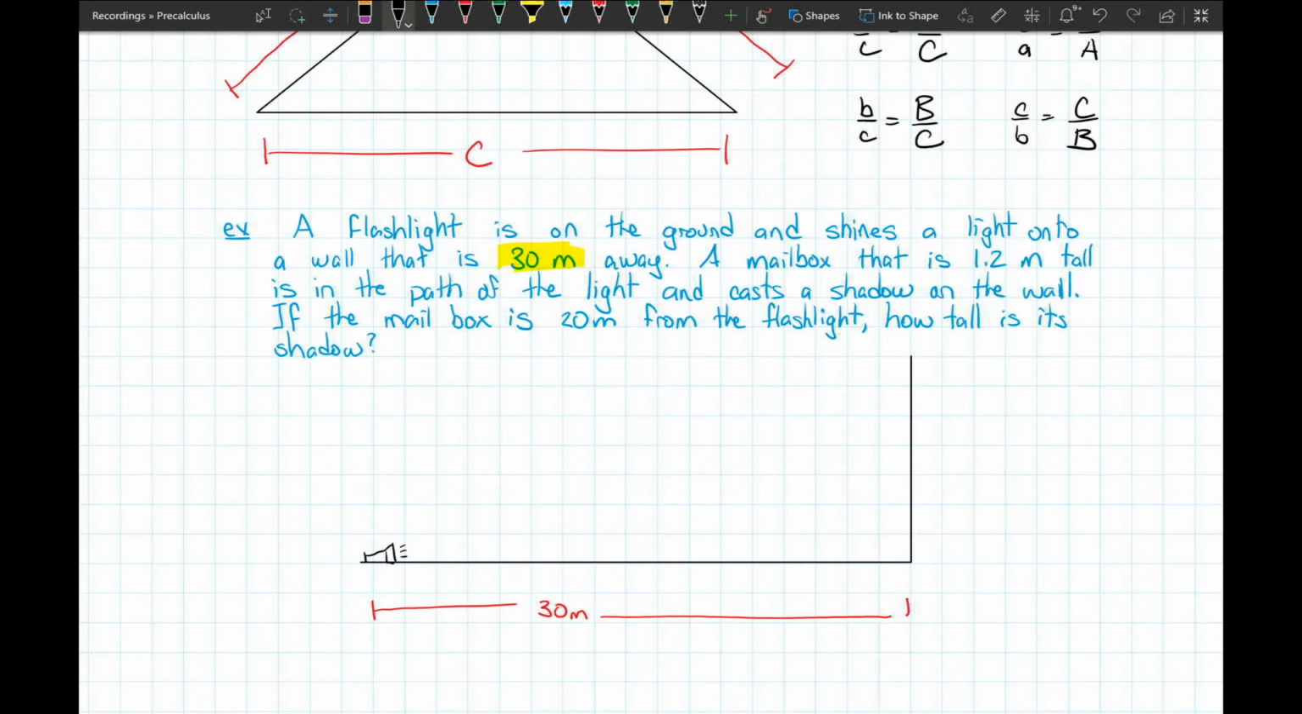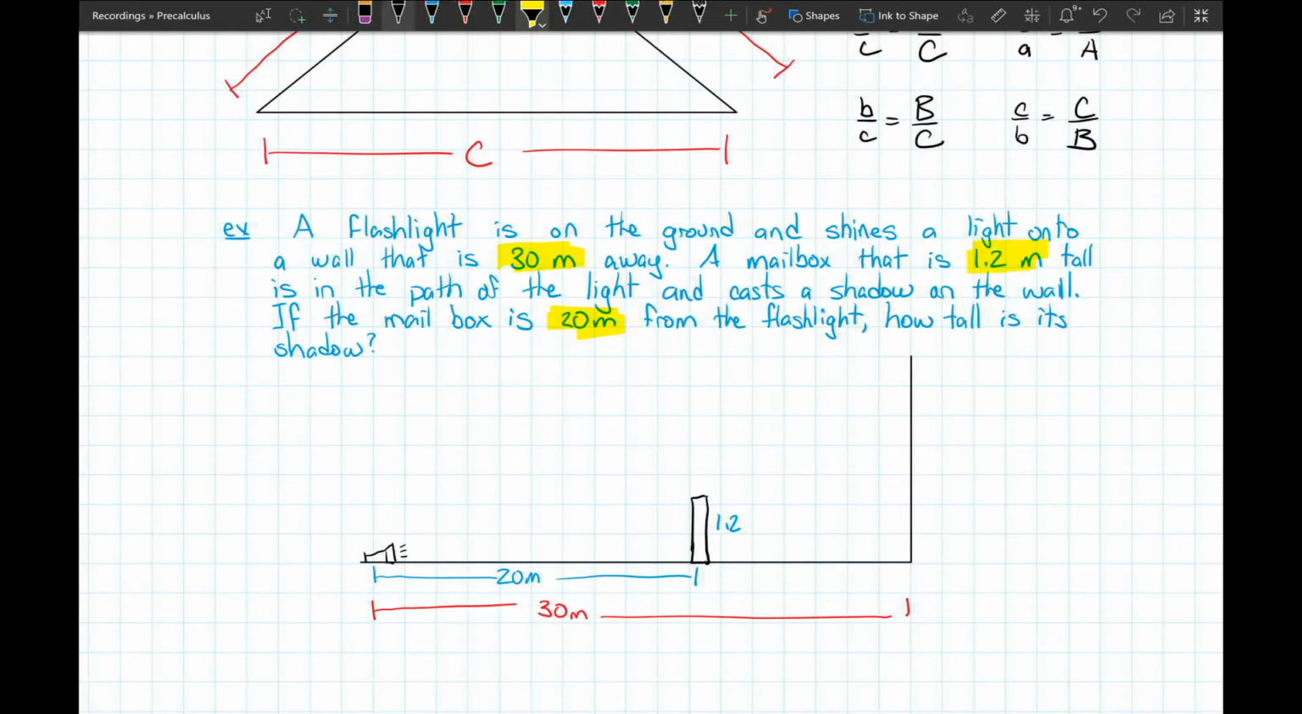A mailbox is 1.2 meters tall, and it's in the path of the light, and it's 20 meters from the flashlight. So why don't we put that mailbox here somewhere? And then let's label that distance as being 20 meters. Now that I've got that piece of information, I can highlight it, and I can also label the height of the mailbox as being 1.2 meters. And I can highlight that and make sure I've got that piece of information.